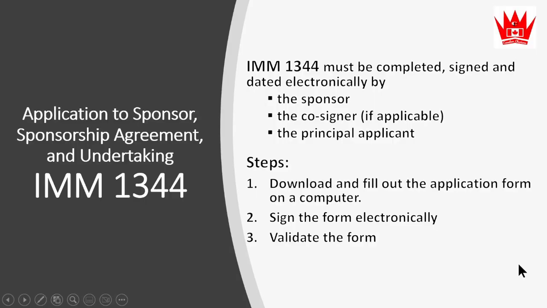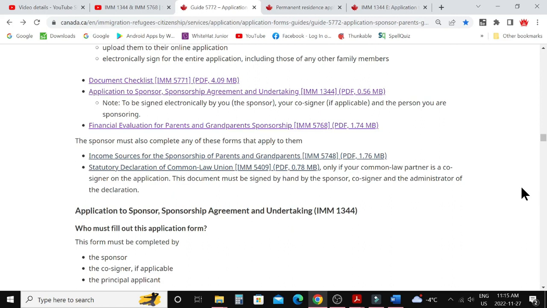Application to sponsor, sponsorship agreement and undertaking, IMM 1344. IMM 1344 must be completed, signed and dated electronically by the sponsor, the co-signer, if you have a co-signer, and the principal applicant. What are the steps? Download and fill out the application form on computer, then sign the form electronically, validate it and upload it. You can find this form in the application guide 5772.